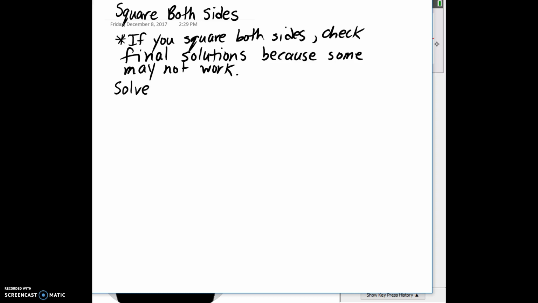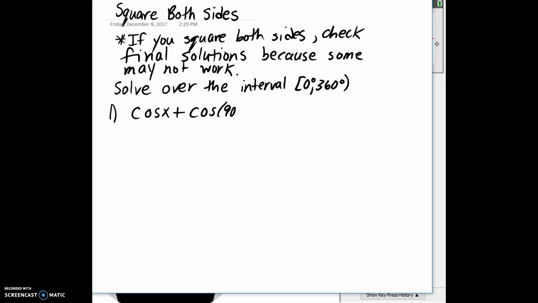So we're going to still solve over the interval 0 to 360. Again, the functions will be mixed, so usually if they're mixed functions, we will do 0 to 360. So we're going to have cosine x plus cosine of 90 minus x, just to throw in an extra identity in there. Cosine of 90 minus x is sine x, that is a cofunction identity.